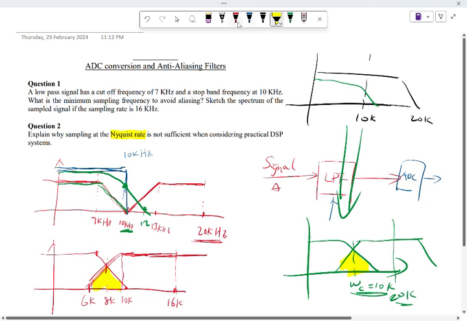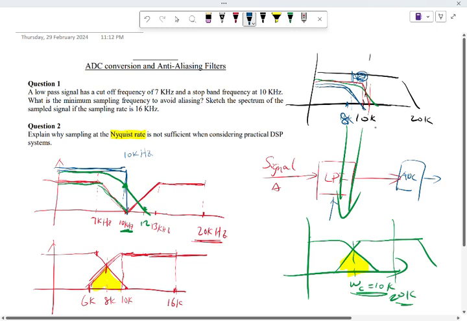So there are two ways to solve the problem. First, you can make your filter sharper. You make this filter really sharp to reduce the transition band, or you can move the cutoff frequency forward, like 8k, for example. By doing this, you make sure before 10k there's nothing left, but you also lose some useful information in this frequency band.